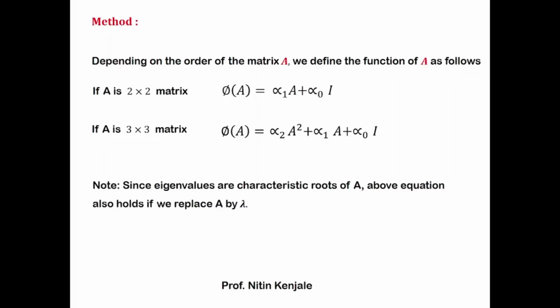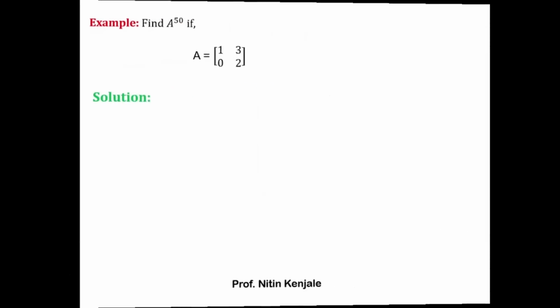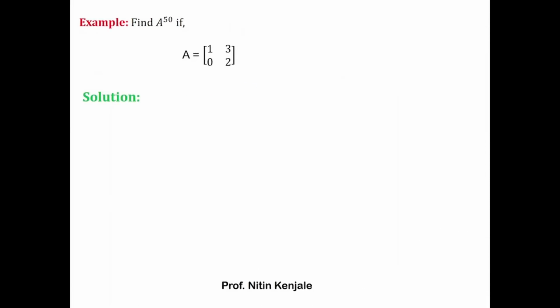Now we see an example on this. Here question is to find A raised to 50 if A is this 2 cross 2 matrix. Now let us first of all find eigenvalues of this matrix A. Since A is upper triangular matrix, its eigenvalues are its diagonal elements, that is 1 and 2. So we write eigenvalues of A are 1 and 2.